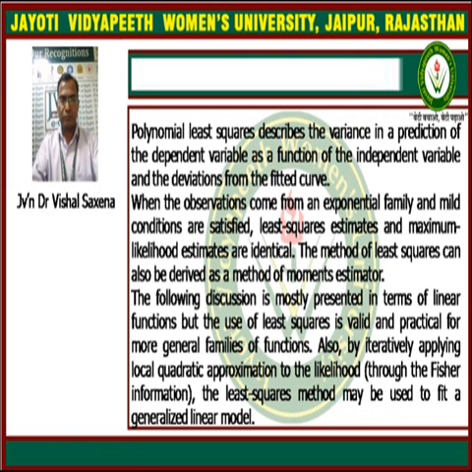Polynomial least squares describe the variance in a prediction of the dependent variable as a function of the independent variable and the deviations from the fitted curve. When the observations come from an exponential family and mild conditions are satisfied, least squares estimates and maximum likelihood estimates are identical. The method of least squares can also be derived as a method of moments estimator.